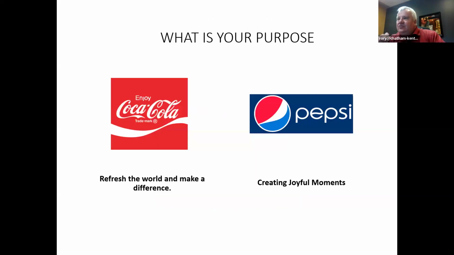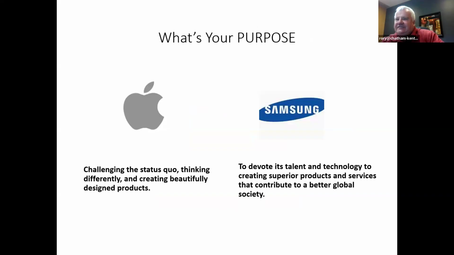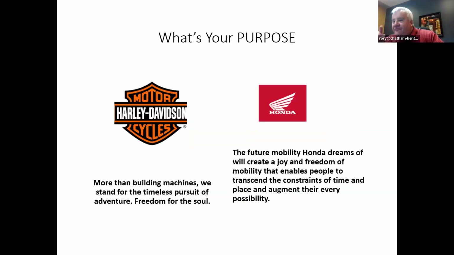Next. So here, what is our purpose? When you look at Coca-Cola, you'll recognize these as refresh the world and make a difference, versus Pepsi, creating joyful moments. Next. Challenging the status quo and thinking differently, creating beautifully designed products, devote the talent and the technology to create superior products and services that create a better goal in society. Go, freedom for the soul. And if you read the Honda, very wordy, don't really know if it resonates with you on a very emotional level. But here you can take the perspective that nobody talks about what they do. This is about, in the words of Simon Sinek, why they do what they do. Next.